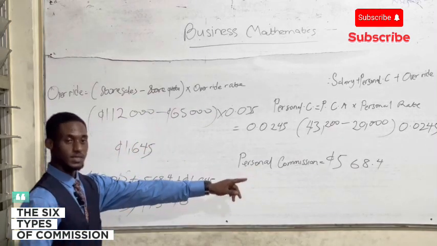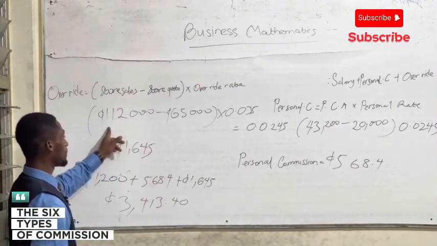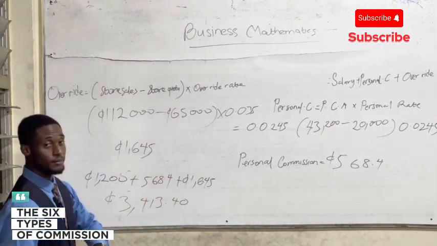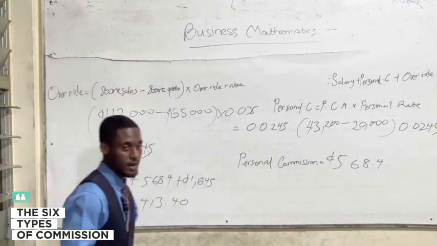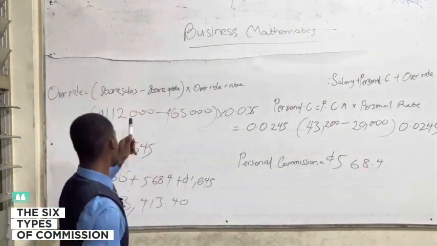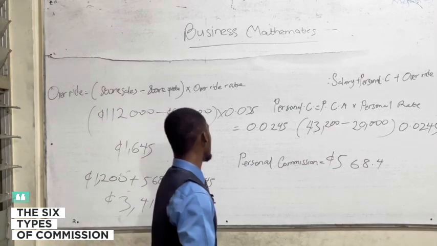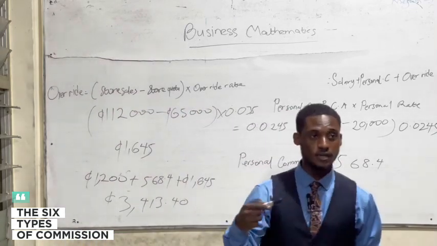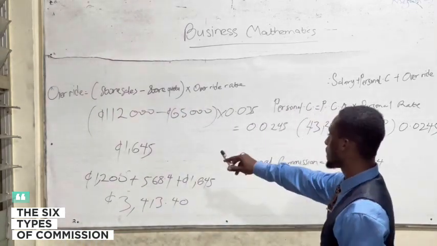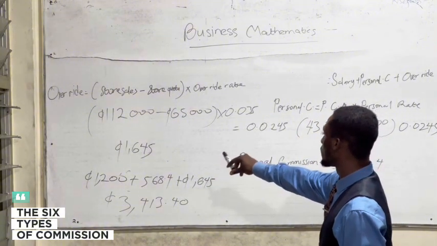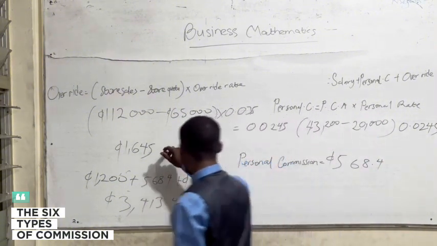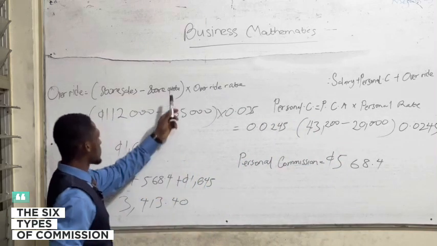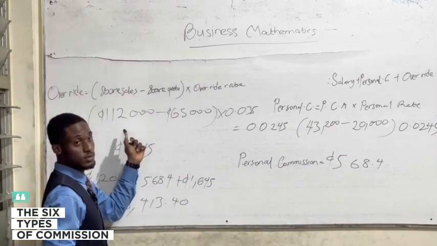After multiplying by your personal rate, you come to a conclusion to get your personal commission. After finding your personal commission, you find your override. With the override, bear in mind that the override also has its same formula, which is store sales minus store quota times override rate. You multiply the override rate by the answer you get when you subtract the store quota from the store sales.